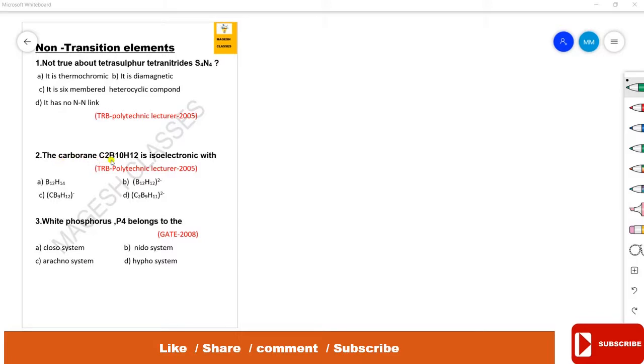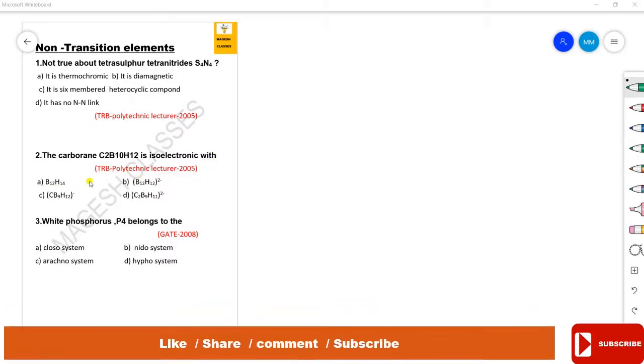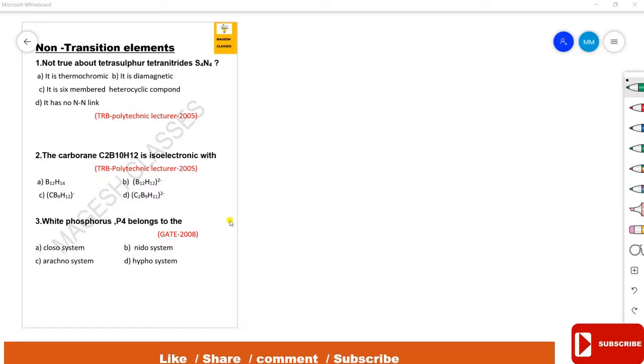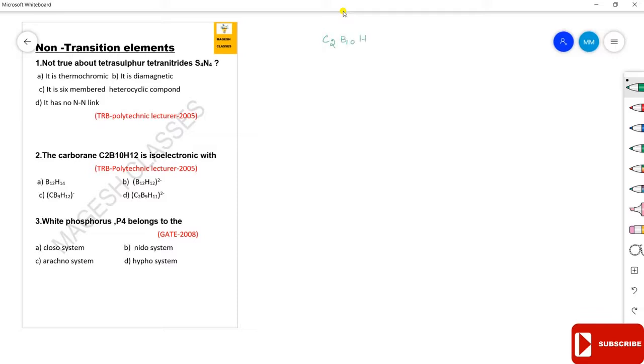The carborane C2B10H12 is isoelectronic with which? This is a question from TRB Polytechnic Lecturer 2005. So we have to count the number of electrons in the given carborane and check the remaining options. First, the given carborane is C2B10H12. What is the number of electrons? We have to count the valence electrons.